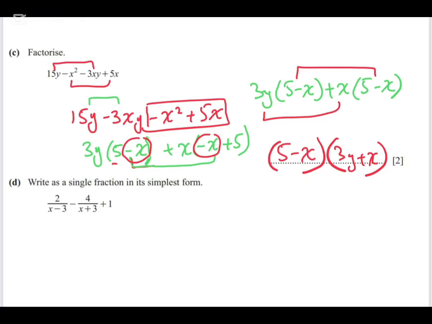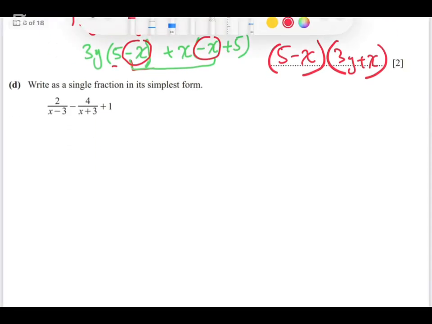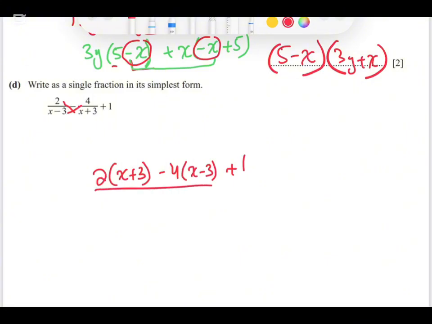Okay, now moving towards the next part. Write as a single fraction in its simplest form. So how to solve these types of questions? It is a fraction, so we have to cross multiply. This x plus 3 will multiply by 2, and x minus 3 will multiply by this. So how can we write this? We will write it like this. This will be cross multiplication. Okay, this is plus 1. I am not solving plus 1 right now. Now these two will be multiplied, so I am writing like this.